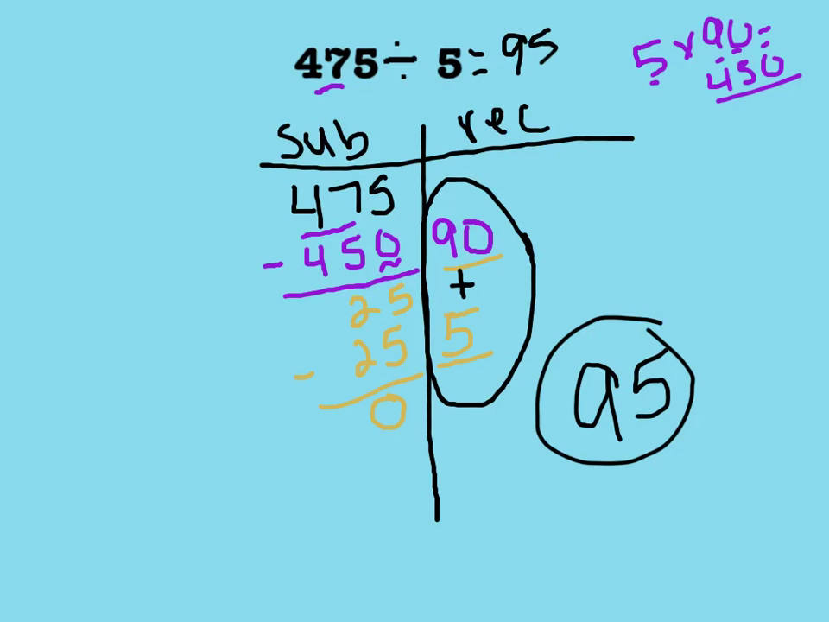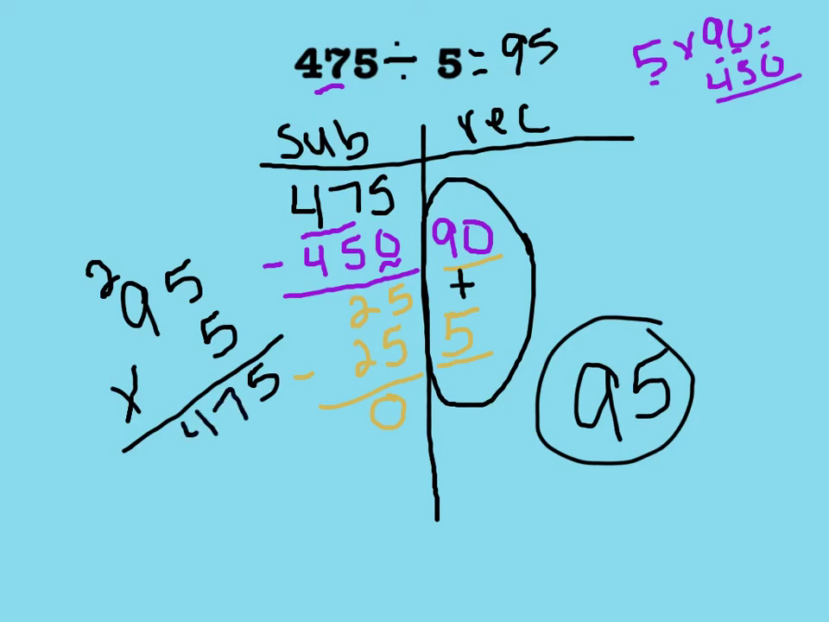Can I check this? Yes, I can. I have 95 times 5, so 95 times your divisor, which is 5, and I should get 475. 5 times 5 is 25. Regroup my 2. 9 times 5 we know is 45 now, plus 2 is 47. Yep, I got 475, so my answer is right.